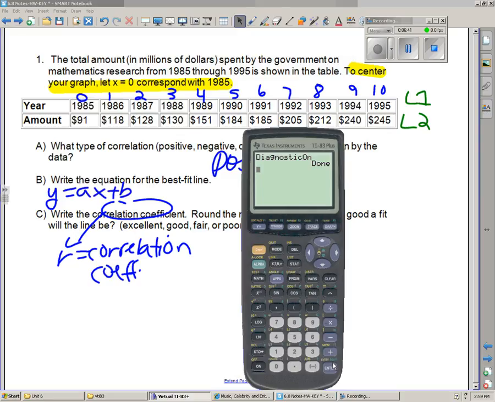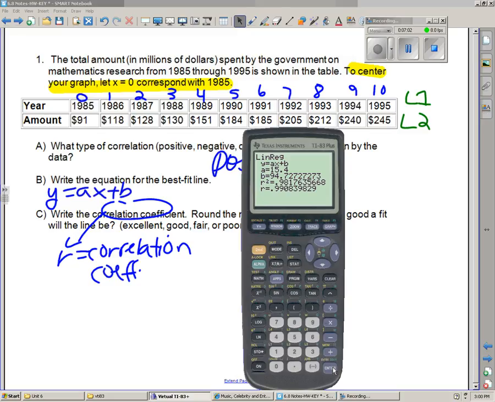In order to do that, we need to calculate the line of best fit. So we're dealing with statistics, linear regression. We're going to calculate choice 4, the linear regression line of best fit. You've got to hit enter twice. Enter once says, do you really want the linear regression? You say, absolutely, I do. And there you get it. y equals ax plus b.